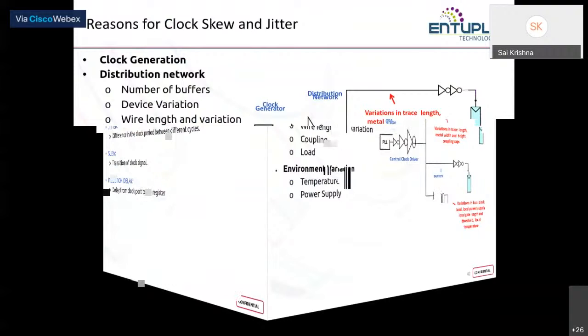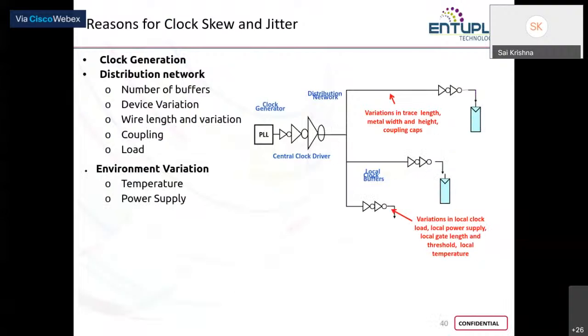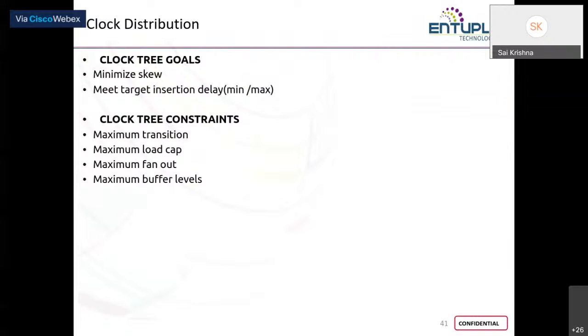So what is the reason for this clock skew and jitter? It could be because of the network, as we are adding multiple buffers and you're actually connecting it through different wires at different lengths because of the placement of the sequential cells, and also your power supply or temperature could be another factor. Okay. So at the end of the day, all you need is as minimum skew as possible, if possible 0, and also keep the insertion delay low.